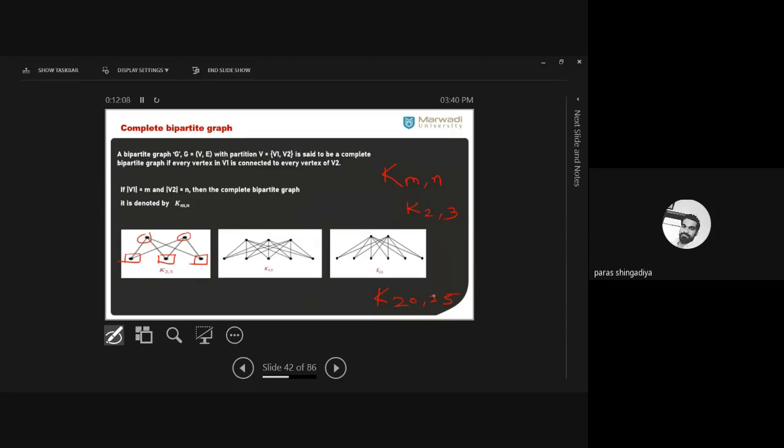This type of question will come in MCQ form, as well as short questions. Clear? There will be one MCQ we can consider. How many edges will be involved in the graph of K15 into 12?